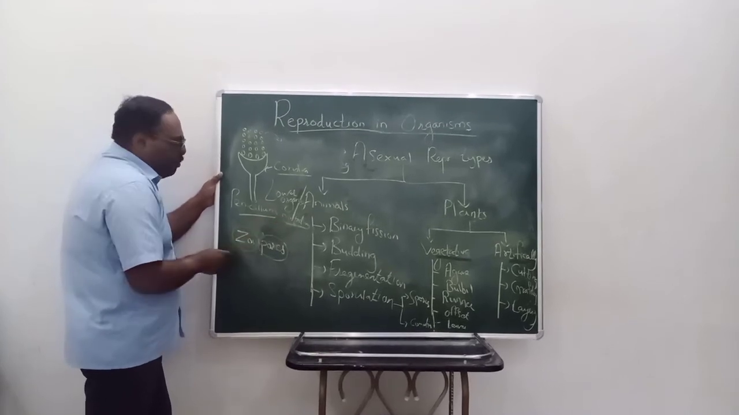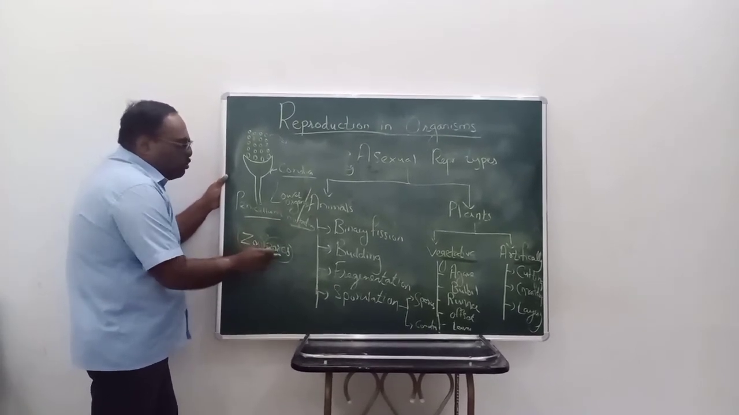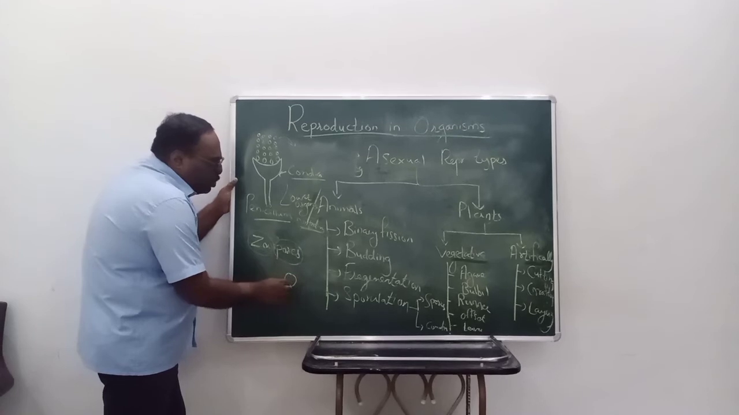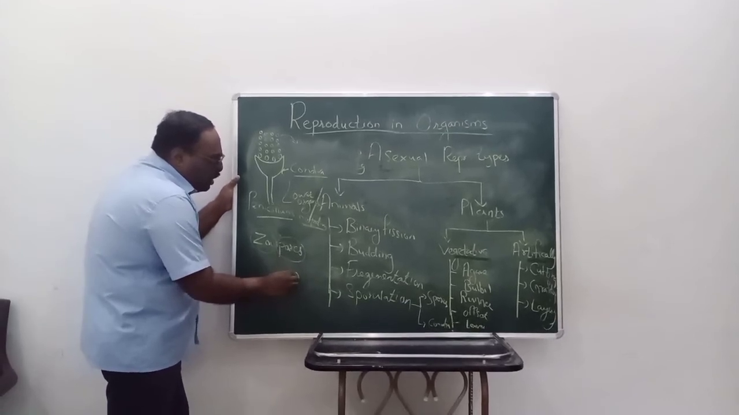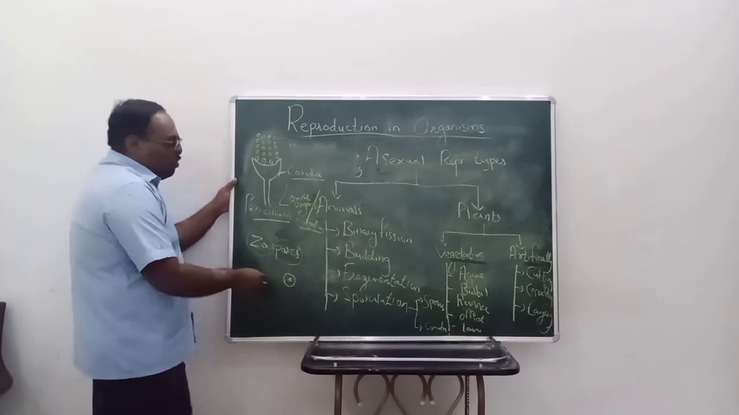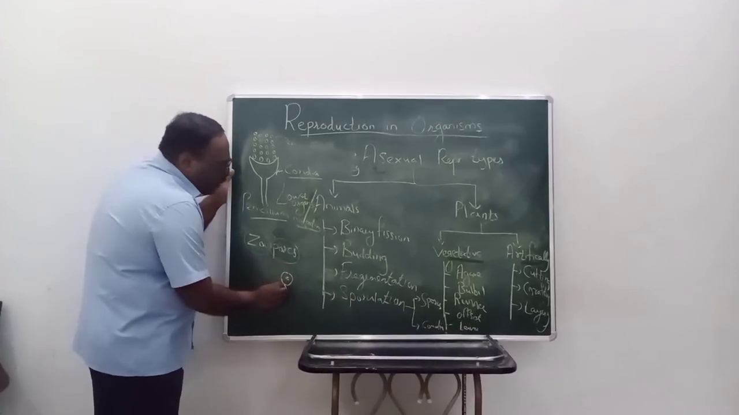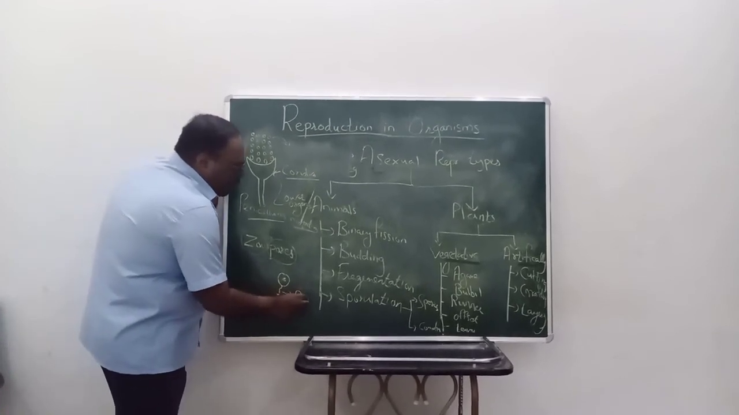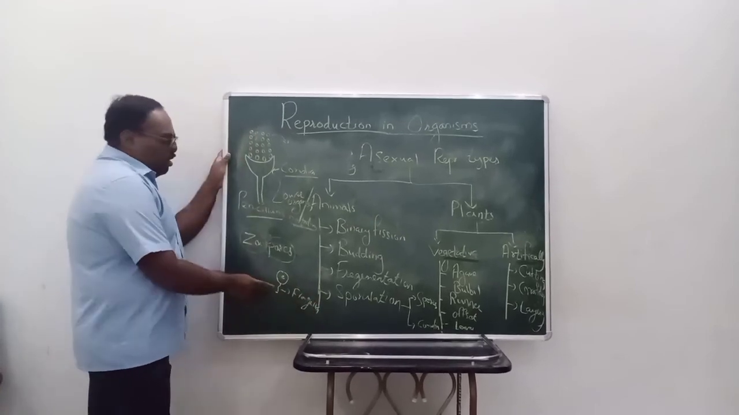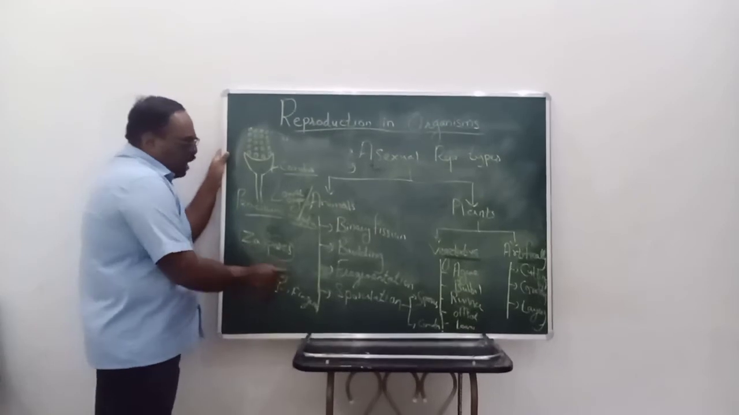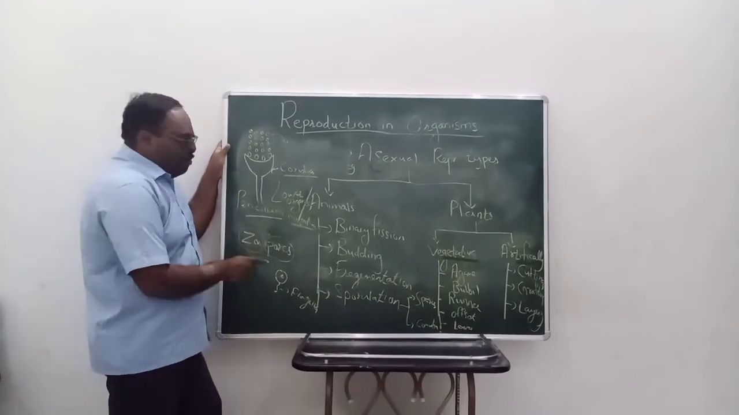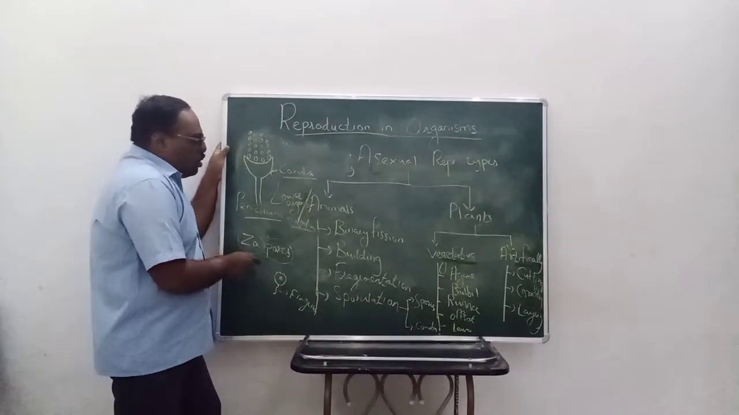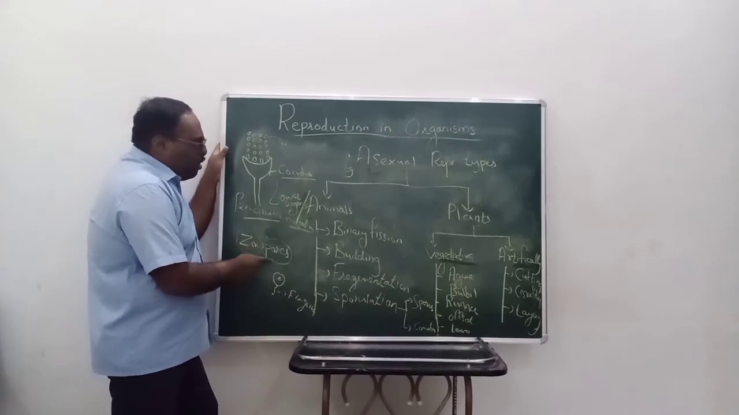Zoo means animal, and spore means a structure in which the genetic material is present. That means a thick covering will be there. And why are they called zoospores? Because this spore has one speciality. It carries the genetic material formed mitotically, plus it has a flagellum. When this flagellum is present, these spores have the capacity to move from one place to another using water as a medium.